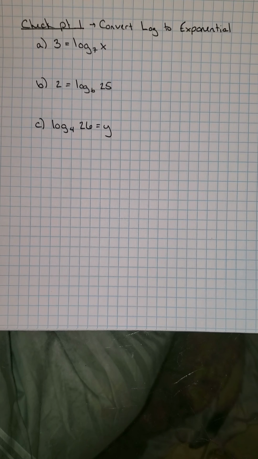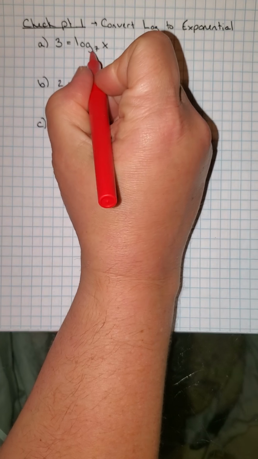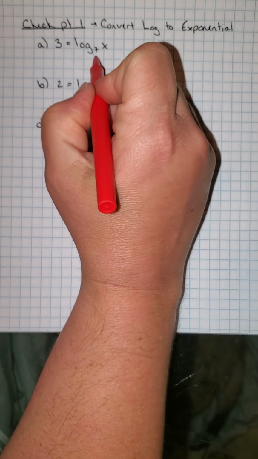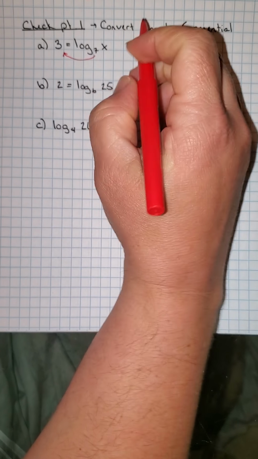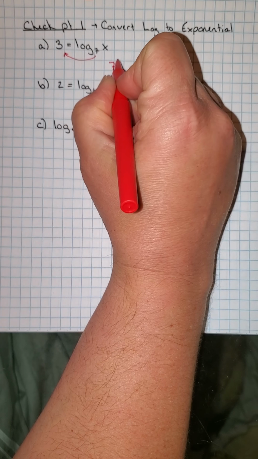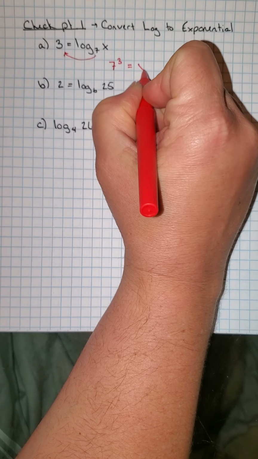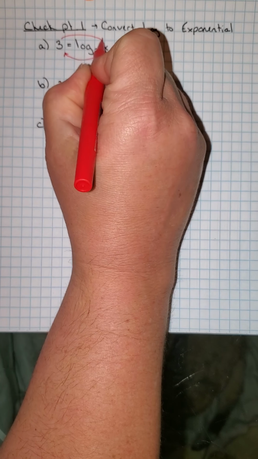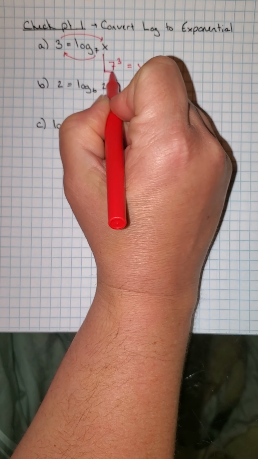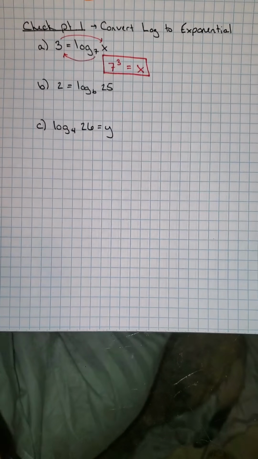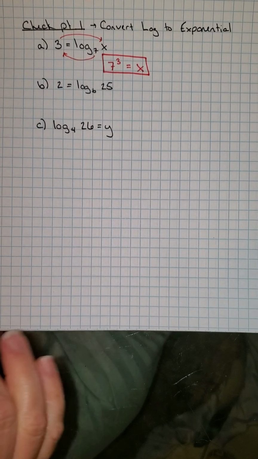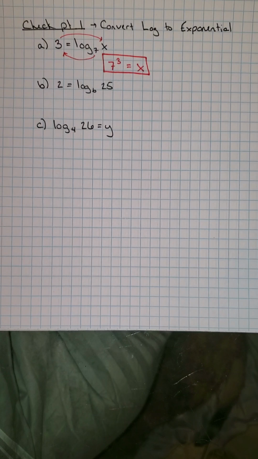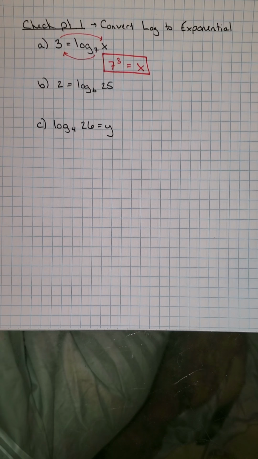They're in log. So like I said, you're going to start at your base. Our base here is 7. Go 7 to the third equals x. And we're just converting it right now. Later we will be solving, but right now we're just converting. So you stop. That's all you have to do. All right, next one.